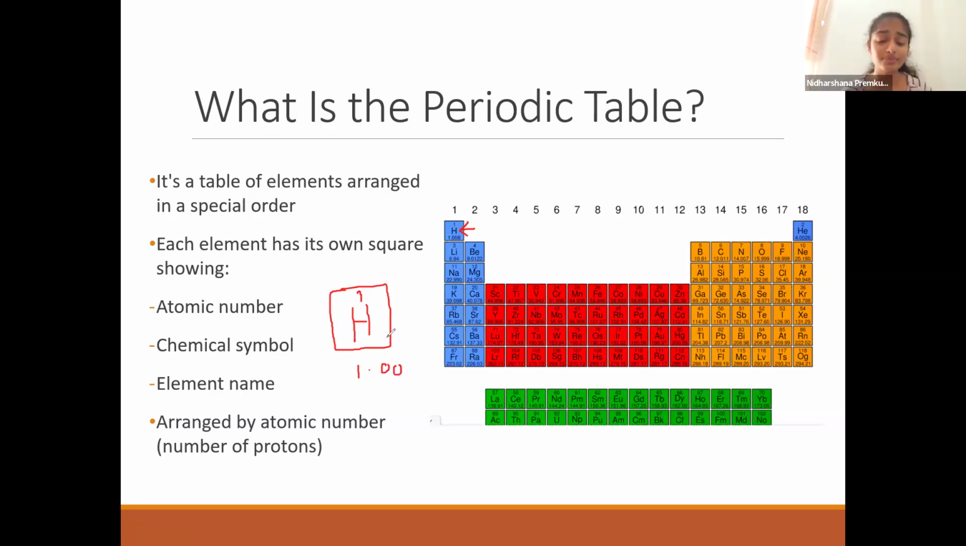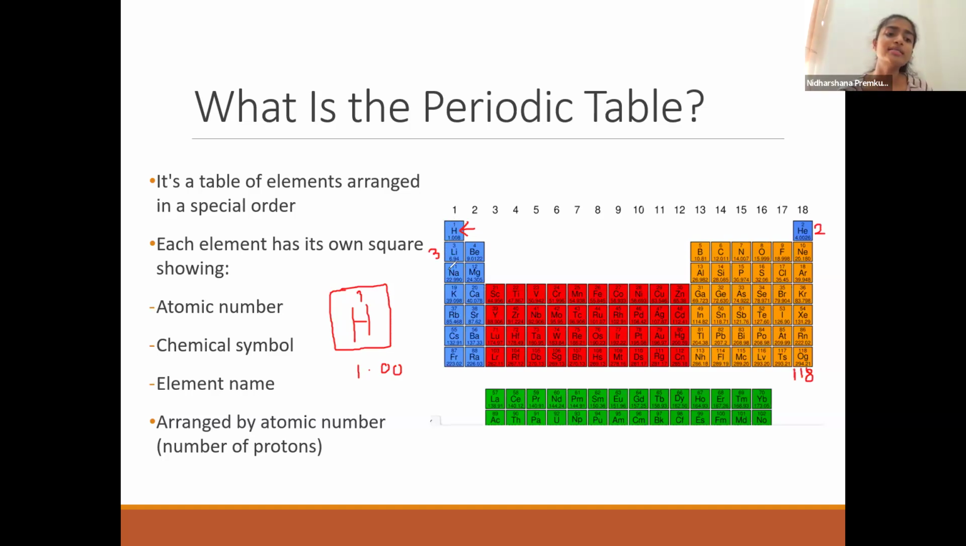So each of these elements has its own unique atomic number and its own unique mass number, as well as its own unique chemical symbol. So you have to know that each of these elements has its own atomic number and they are arranged according to this atomic number. So you can see here, starting with the one I labeled, it starts with 1, goes as 2, 3, 4, 5, 6, likewise up until 118 over here.